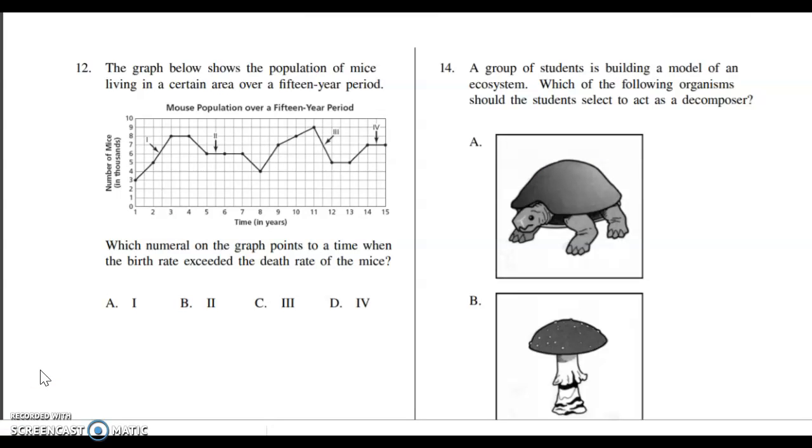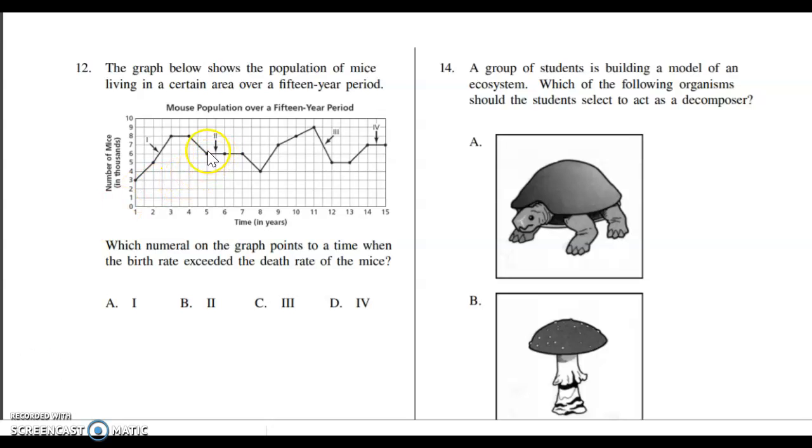Number 12 says the graph below shows the population of mice living in a certain area over a 15-year period. Which numeral on the graph points to a time when the birth rate exceeded the death rate of the mice? So think about that. Birth rate exceeds death rates. More mice are being born than are dying. So if more mice are being born, fewer are dying, then what's going to happen to the population? Well, if more are being born than are dying, then population is going to increase. So we find a place on the graph where population is increasing.